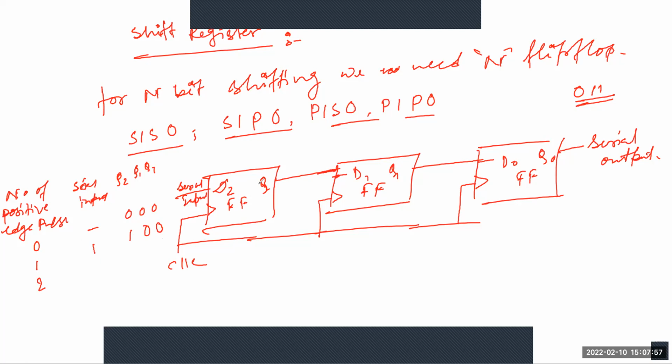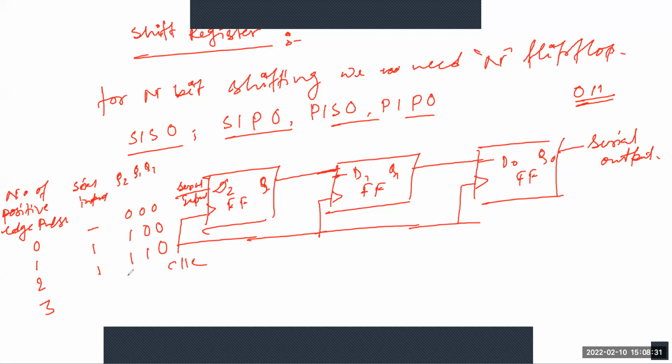Now I am giving 1 again, so the serial input is 1. At this point Q2 is shifted to Q1, and the serial input is shifted to Q2. So the value of Q2 is again 1, Q1 is 1, and the value of Q0 is 0. Next, the positive edge pulse number 3.